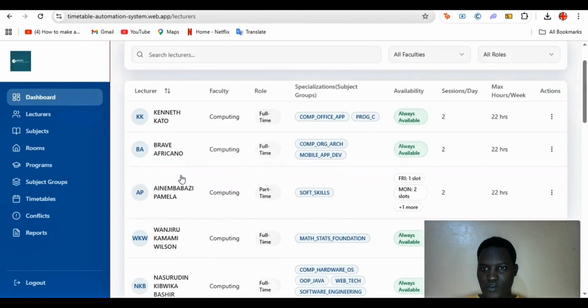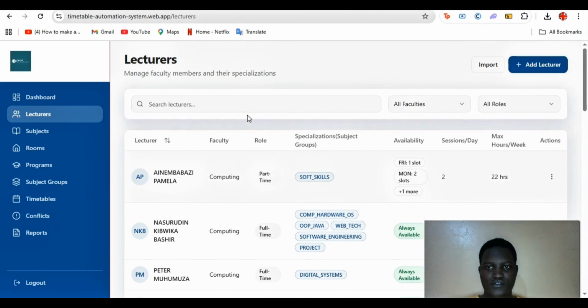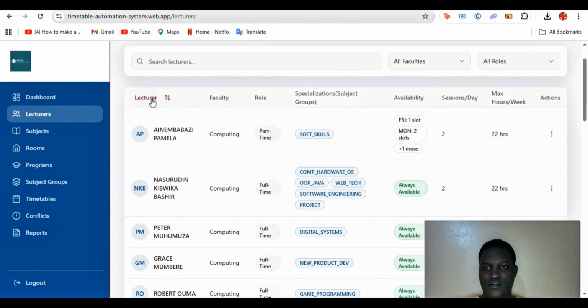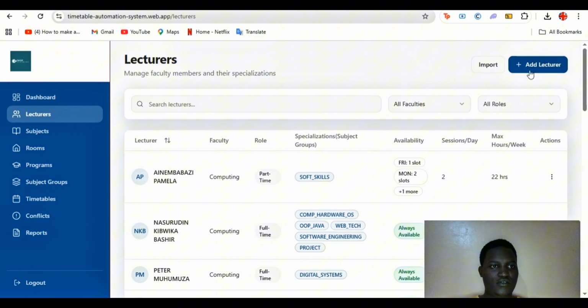Going into our lectures section, how you can add a lecturer. As you can see, we already have some lecturers data. The system takes the lecturer's name or the teacher's name, the faculty they're in, the role, are they part-time, are they full-time, are they dean, the specialization or subject groups. These are the units they could teach, and the availability, if they're part-time, when are they available, if they're full-time, they're always available, and the total number of sessions they can teach per day, and the maximum number of hours they should be able to teach. This is all data that can be input.